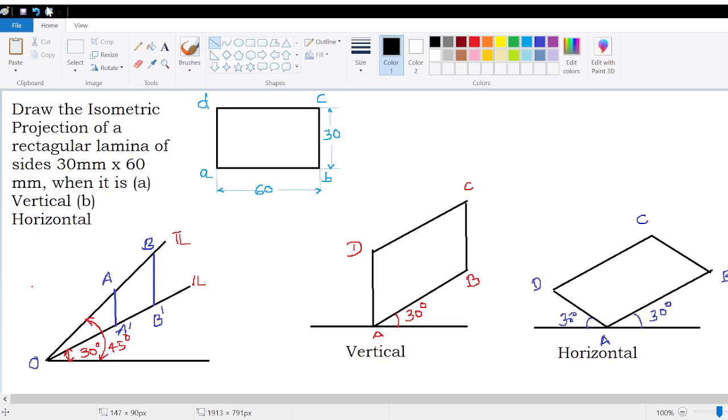So if you are having this orthographic view, you can label all the dimensions in the orthographic view itself, or else you have to draw the dimensions on any one of these isometric projections.